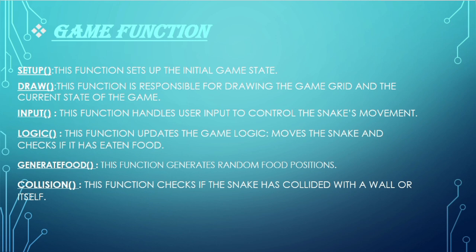What will be the draw function? The draw function is responsible for drawing the grid, like how long the snake should be and what the length of the wall is. All the things will be drawn by the draw function. Then we have input. What does the input function do?